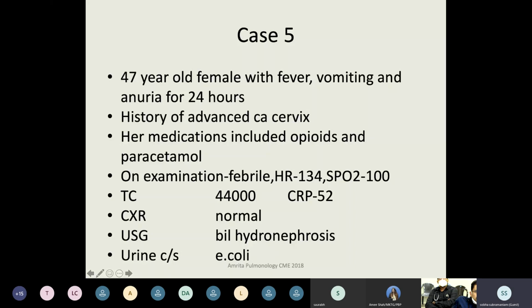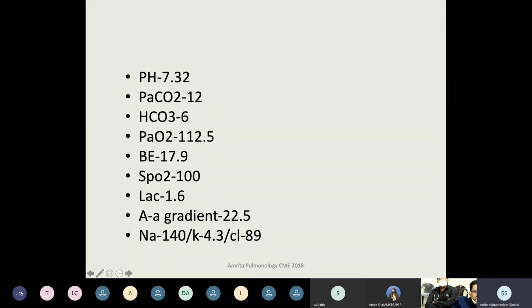On examination, she was febrile, heart rate was 134, SpO2 was 100, and she was breathing room air. The total count was 44,000, CRP 52, chest X-ray was normal. Ultrasonogram of the abdomen showed bilateral hydronephrosis, urine culture grew E. coli, and the pH is 7.32. So we will just go through the parameters.